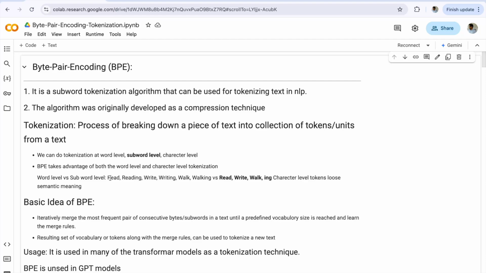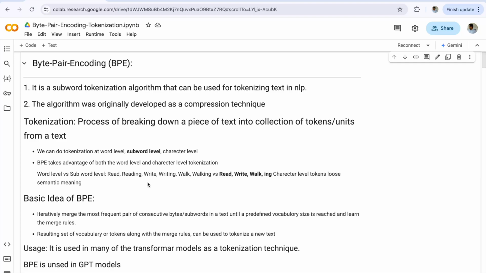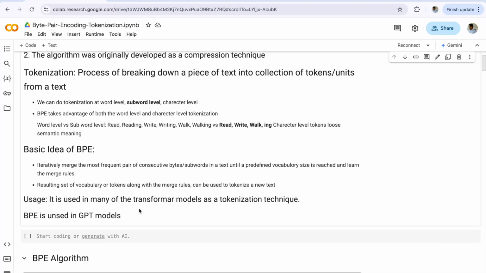But the issue with that is each token would lose any semantic meaning, and models find it very hard to learn the inherent semantics or language understanding from the corpus, because each token doesn't have any meaning or significance. So that's how byte pair encoding is the middle ground, better than word level and character level tokenizations. What is the basic idea of byte pair encoding? The basic idea is we iteratively merge the most frequent pair of co-occurring bytes or subwords.